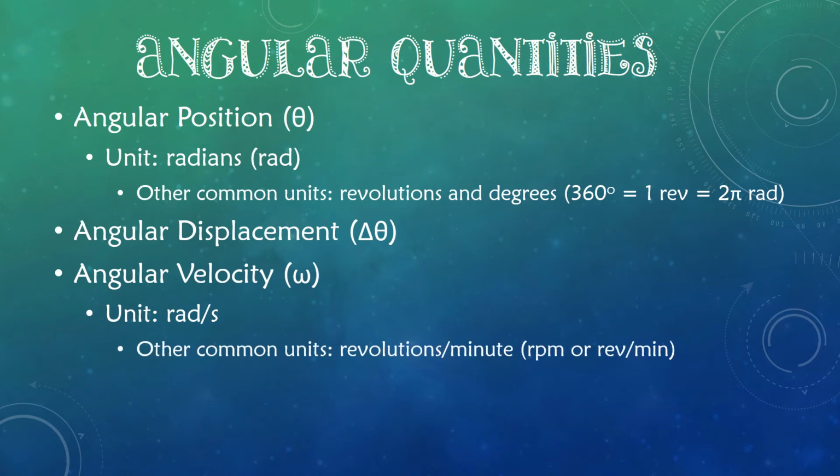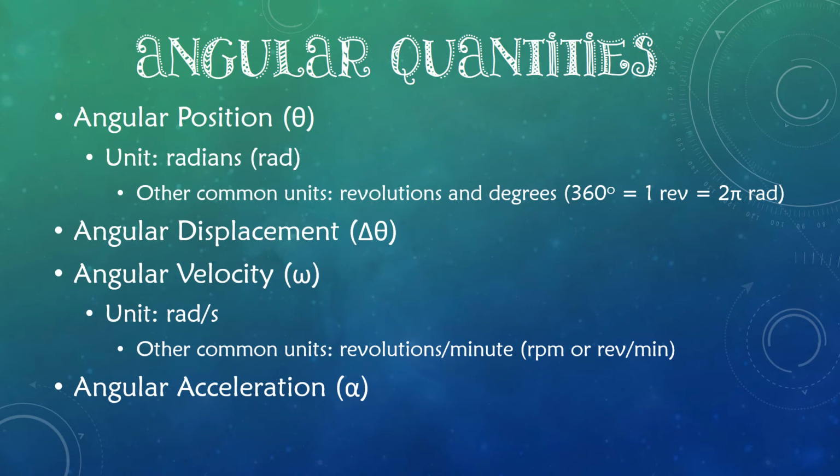Sometimes we'll see other units such as revolutions per minute, which you can see symbolized as RPM, or rev per minute. And you should know how to convert these using that conversion factor that there's 1 revolution in 2 pi radians and 60 seconds in a minute.